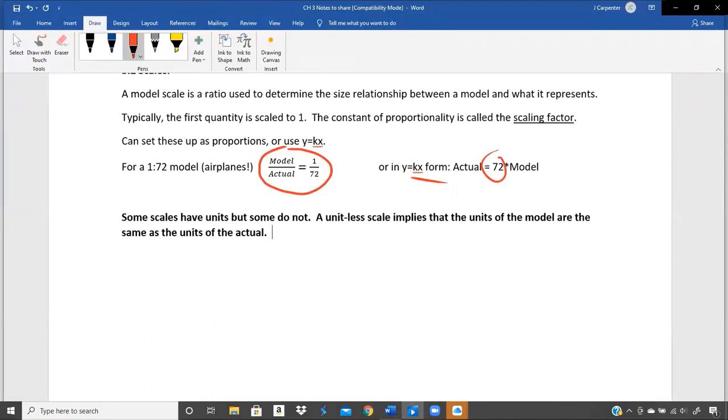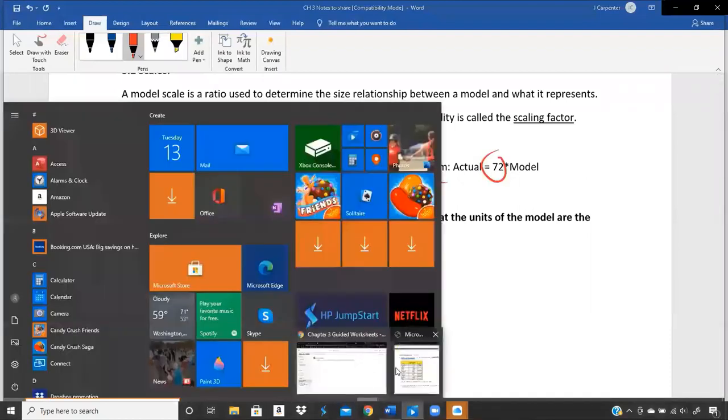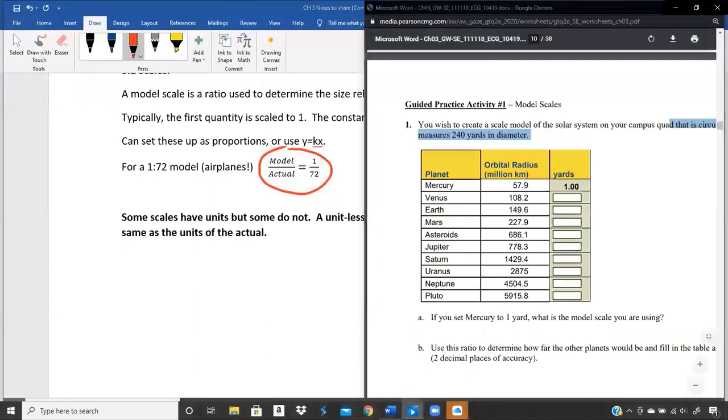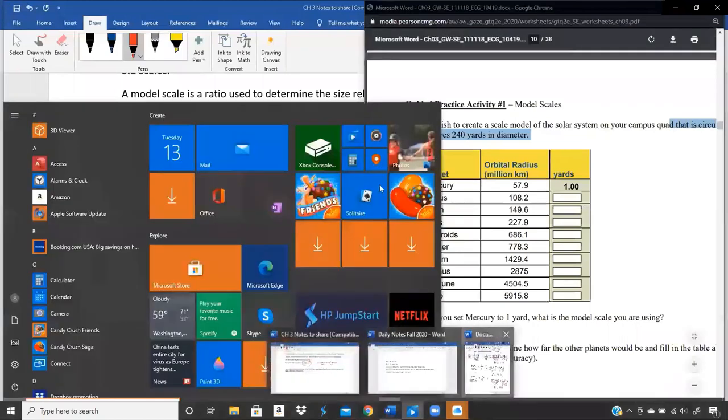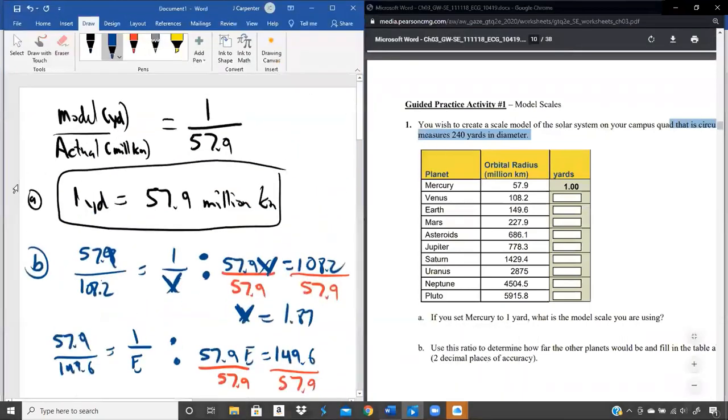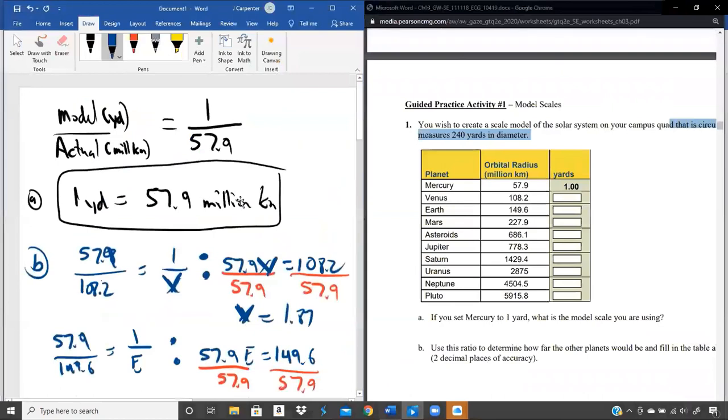So when we were just doing the planets, that had units. Inside of that scale, if you wrote everything out meticulously, let's say 1 inch is 72 feet. So that would have units there. Or for our planet problem, we said that 1 yard was 57.9 millions of kilometers.